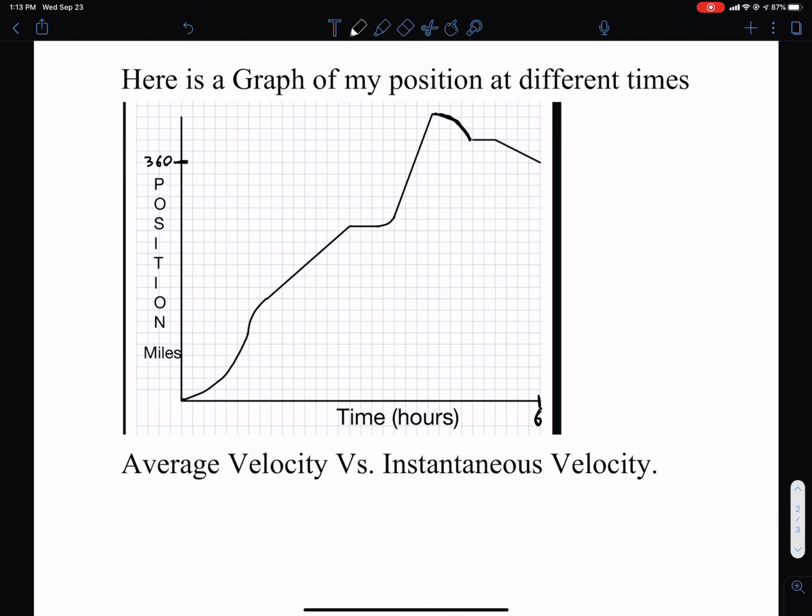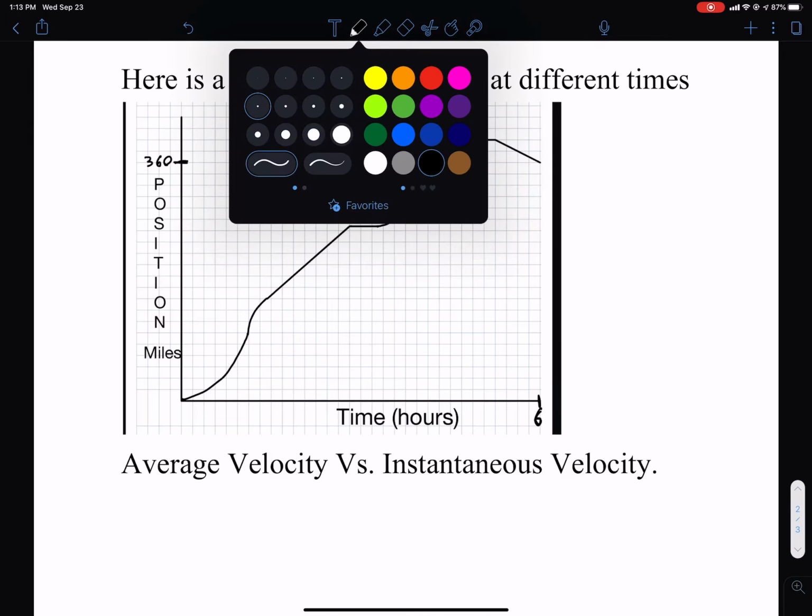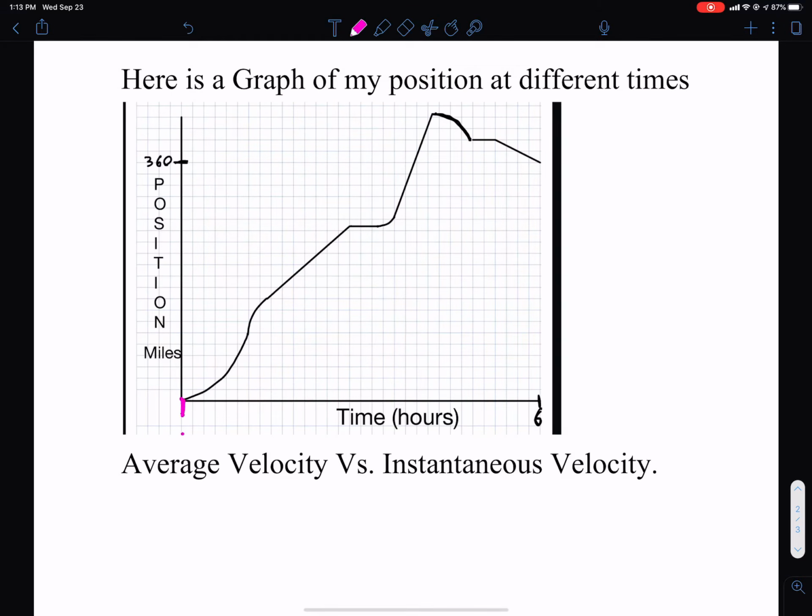Here's a graph of my position at different times. So what does this represent? This time is 0. I haven't left yet. And my position, my house, is 0 miles away from my house. I'm going to end 360 miles away from my house. How did this happen? So what's happening if you look at the curve, look at this part of the curve from here to here. Do you see that? That portion, something's happening. And I want you to see, what does that mean for me?